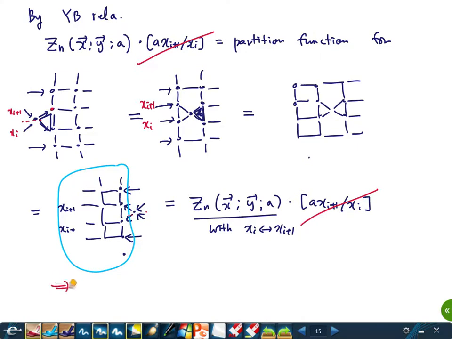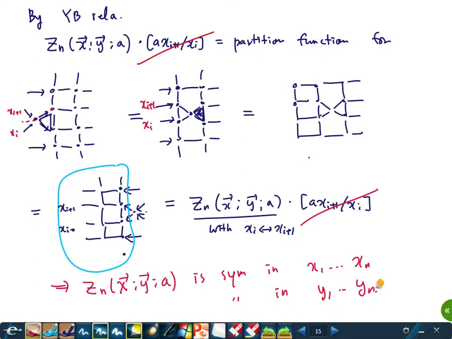So this proves that Zn is symmetric in all the variables x, because you can switch adjacent ones. And also, you can apply the same idea for these columns, in y1 through yn. We just proved that, using the Yang-Baxter equation, relation. So this is the lemma that we are going to use.